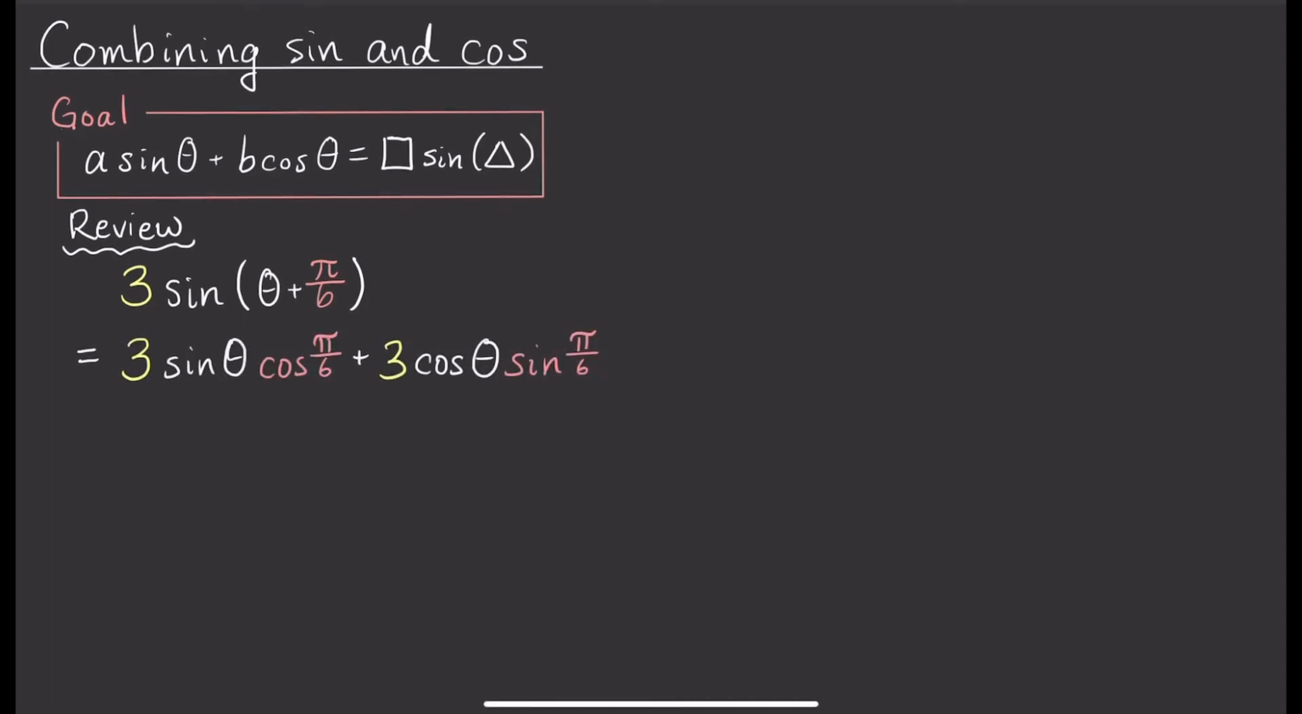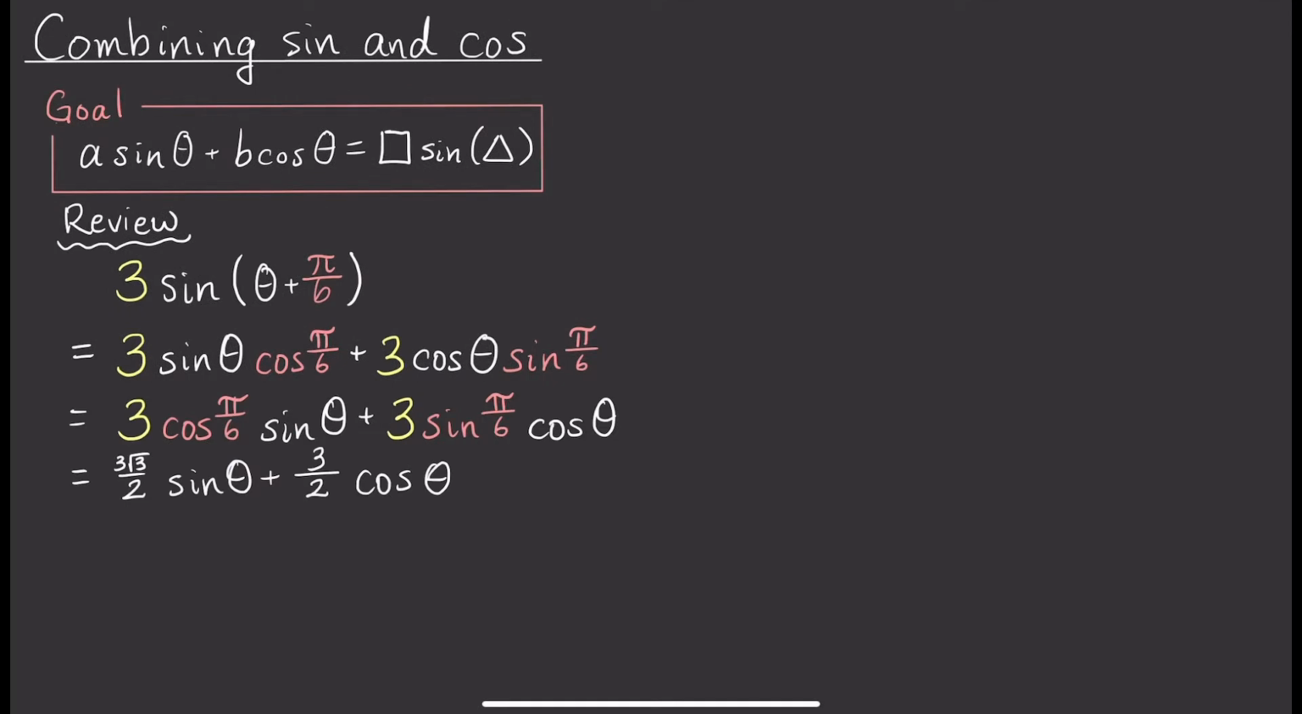3 times sine of theta plus pi over 6 is equal to 3 sine theta cosine pi over 6 plus 3 cosine theta sine pi over 6. This is just using the sum formula. If we rearrange the terms and then calculate cosine pi over 6 and sine pi over 6, we can see that we get 3 root 3 over 2 sine theta plus 3 over 2 cosine theta.